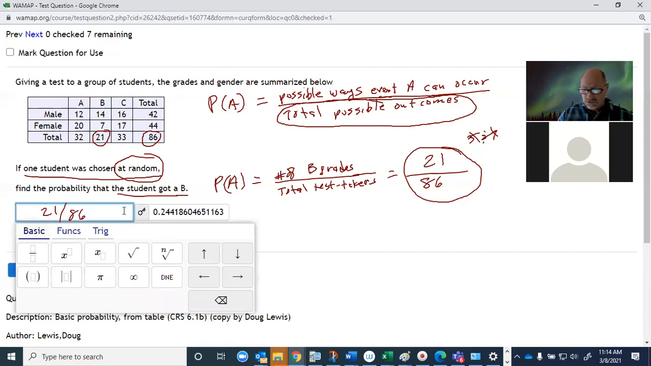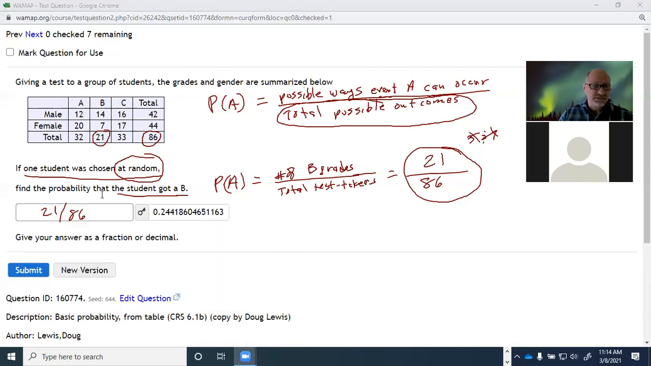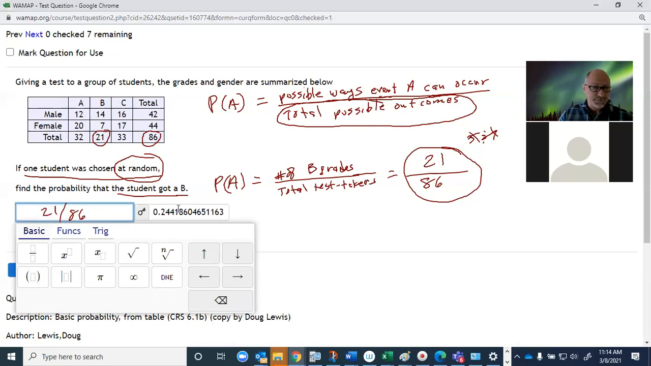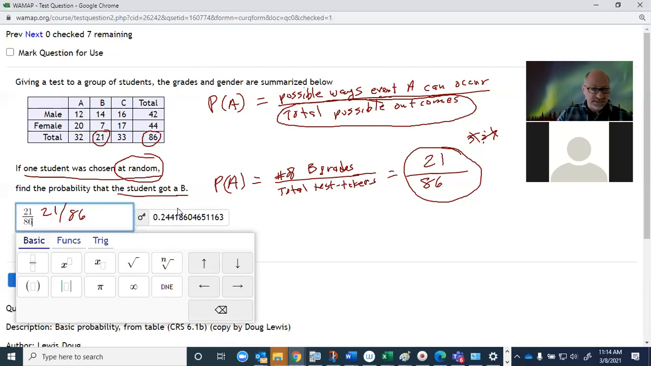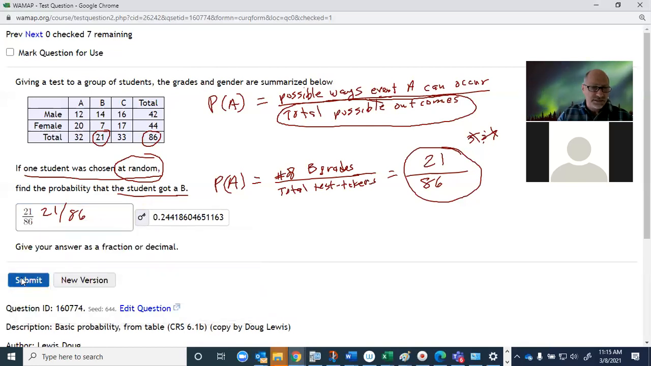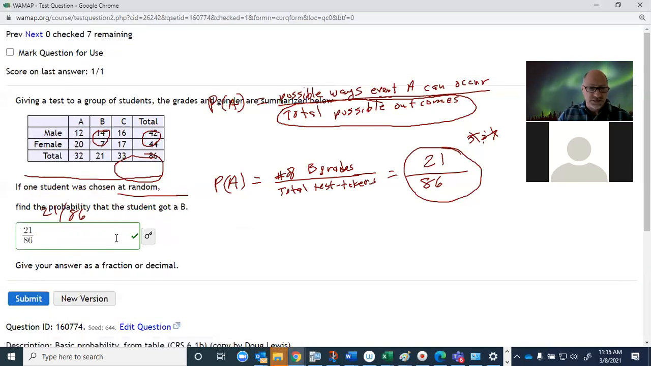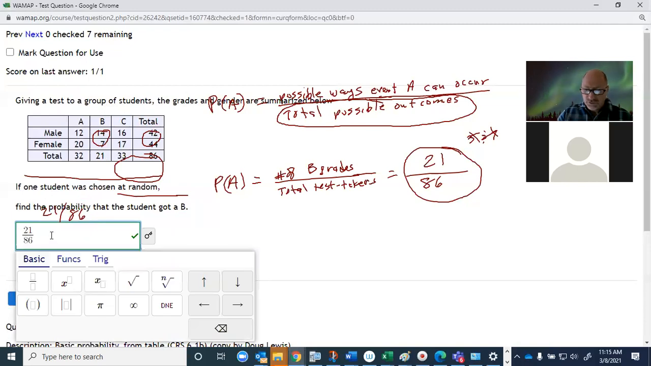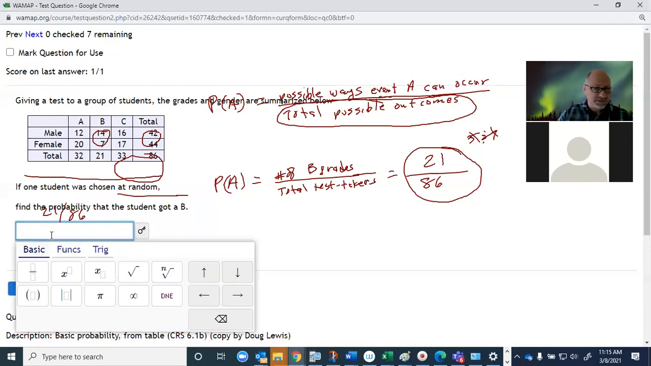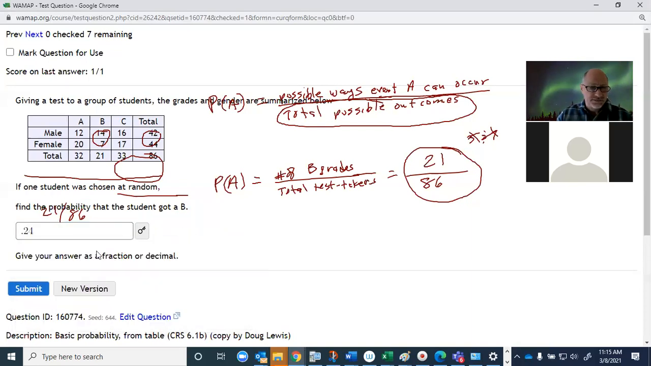So I want you to see that if I put in 21 divided by 86 as a fraction, you're guaranteed it's going to be correct. Okay, and so it checks it right. But if you go here and say, okay, what do we say? 0.244. If I put in 0.24 and check that answer, it marks it wrong. You saw the key, 0.244.